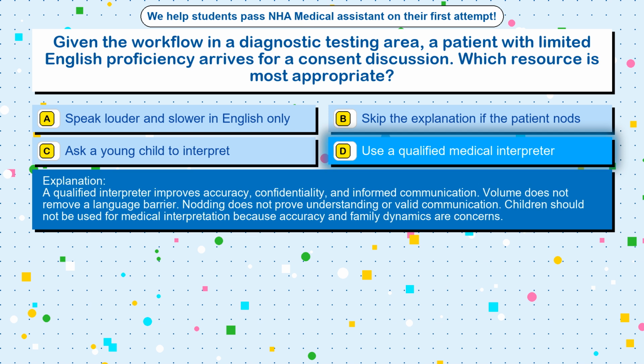A qualified interpreter improves accuracy, confidentiality, and informed communication. Volume does not remove a language barrier. Nodding does not prove understanding or valid communication. Children should not be used for medical interpretation because accuracy and family dynamics are concerns.